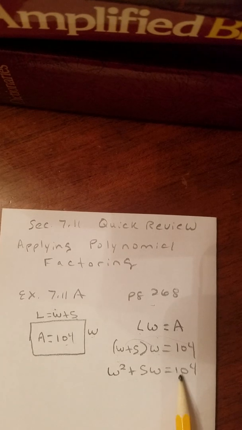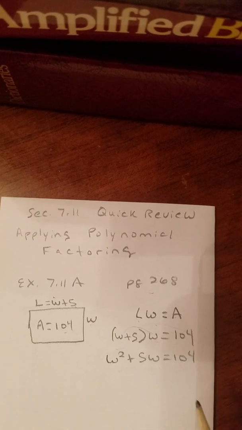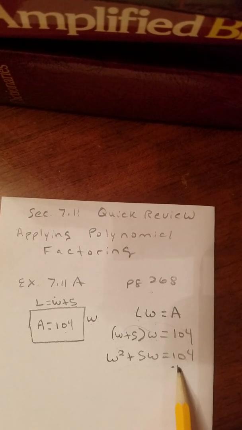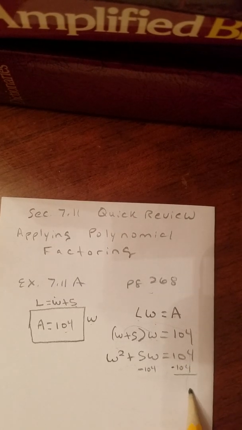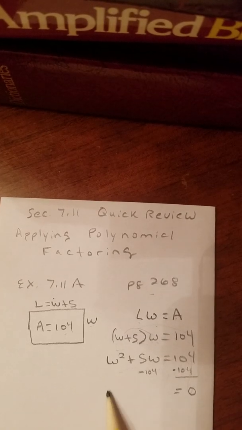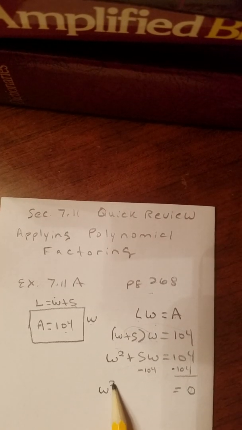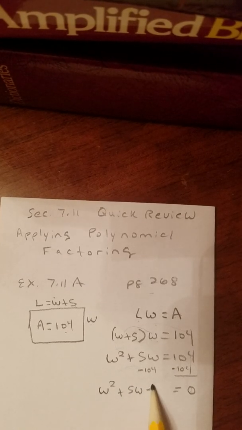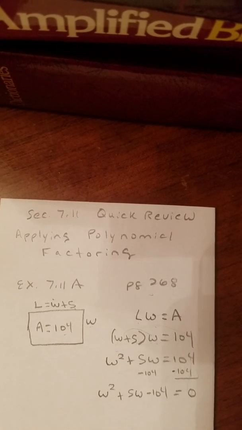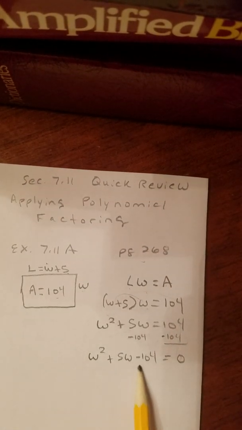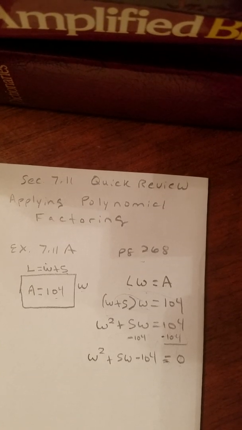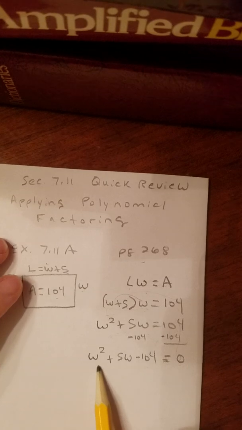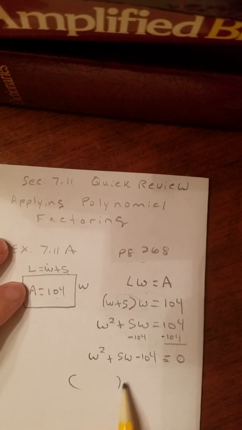First thing we're going to do is get this in standard form and get this equation set equal to 0. So I want to move the 104 to the other side. What happens is this becomes 0. These are not like terms, so you end up with W squared plus 5W minus 104. So now you have a trinomial equals 0. It's now in a form again like you had in the last section. So you're going to factor this trinomial.